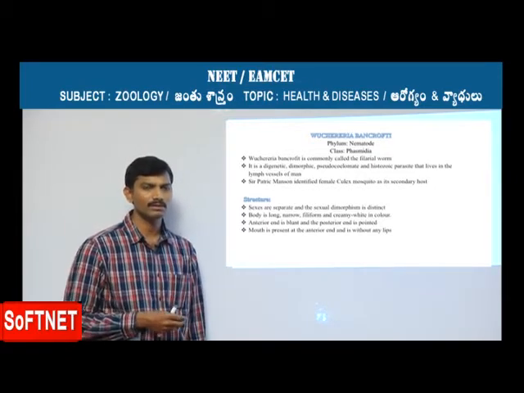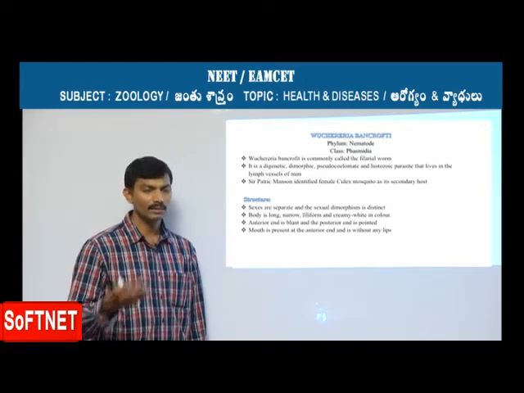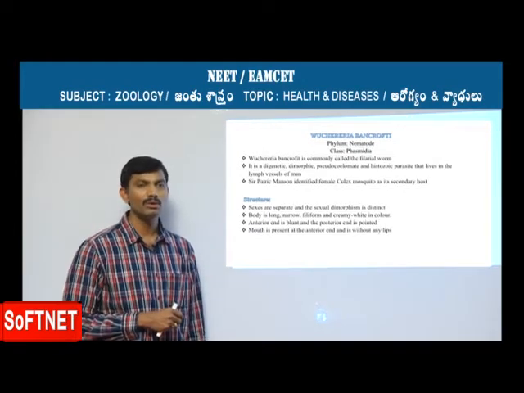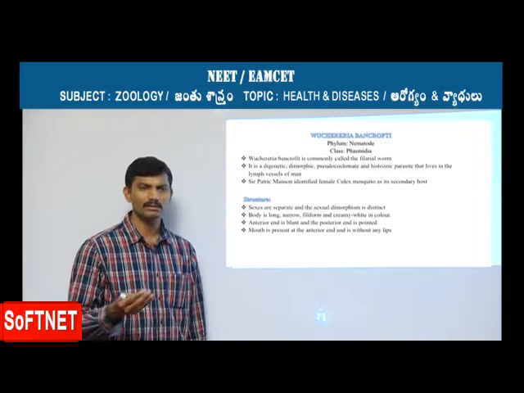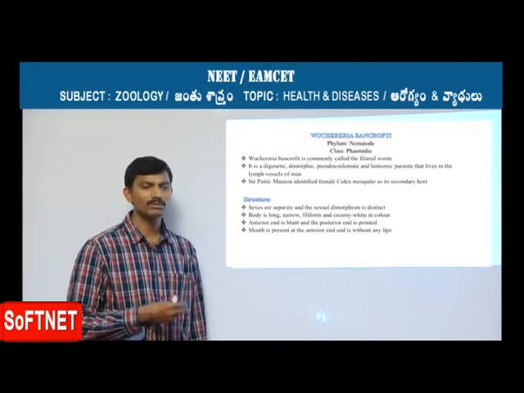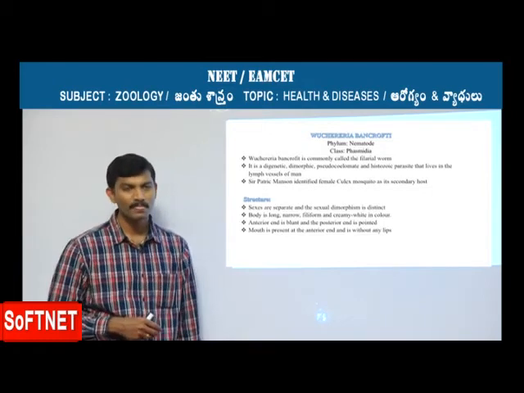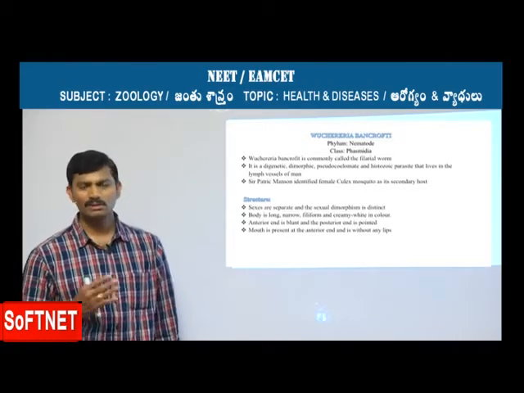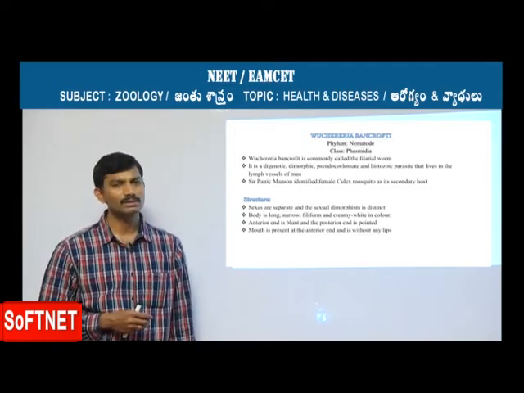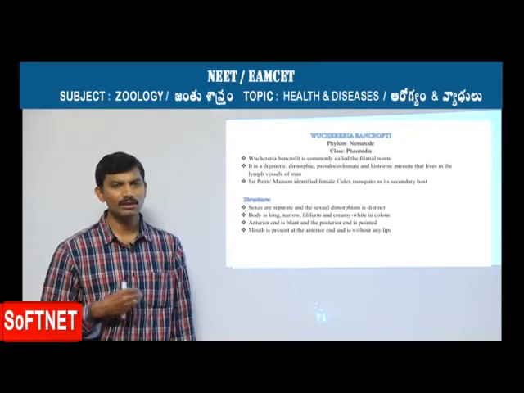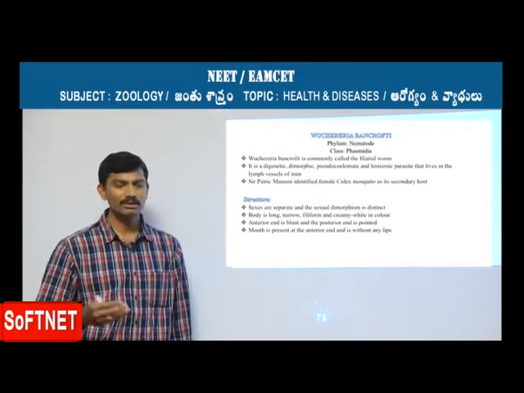We can easily distinguish the parasite, and it completes its life cycle in two hosts, and that's why it is digenetic. The female Culex mosquito and man are the hosts required for the completion of the life cycle, and it is also dimorphic. That is, both male and females are separate, and they are very clearly differentiated from each other.